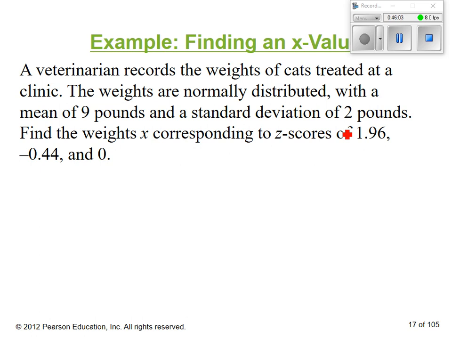A veterinarian records the weights of cats treated at a clinic. The weights are normally distributed with a mean of 9 pounds and a standard deviation of 2 pounds. Find the weights X corresponding to the z-scores 1.96, negative 0.44, and 0. So we want to find the scores.